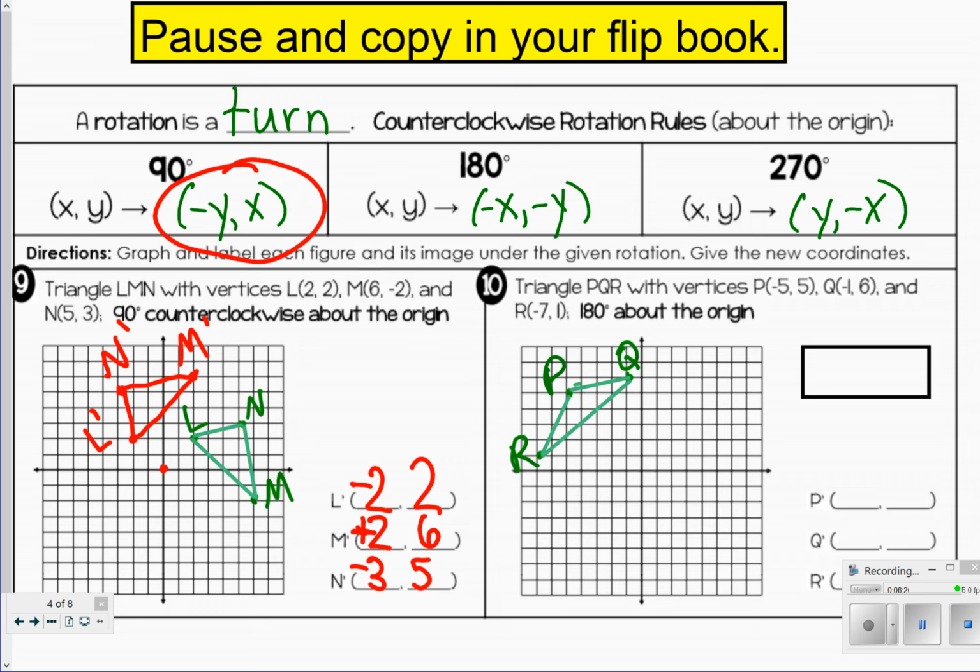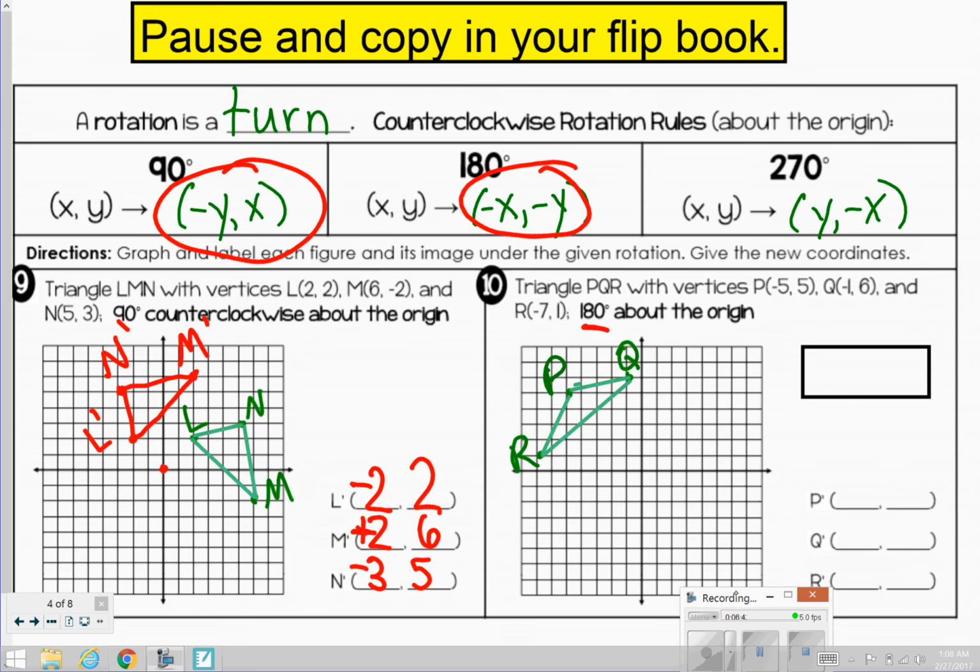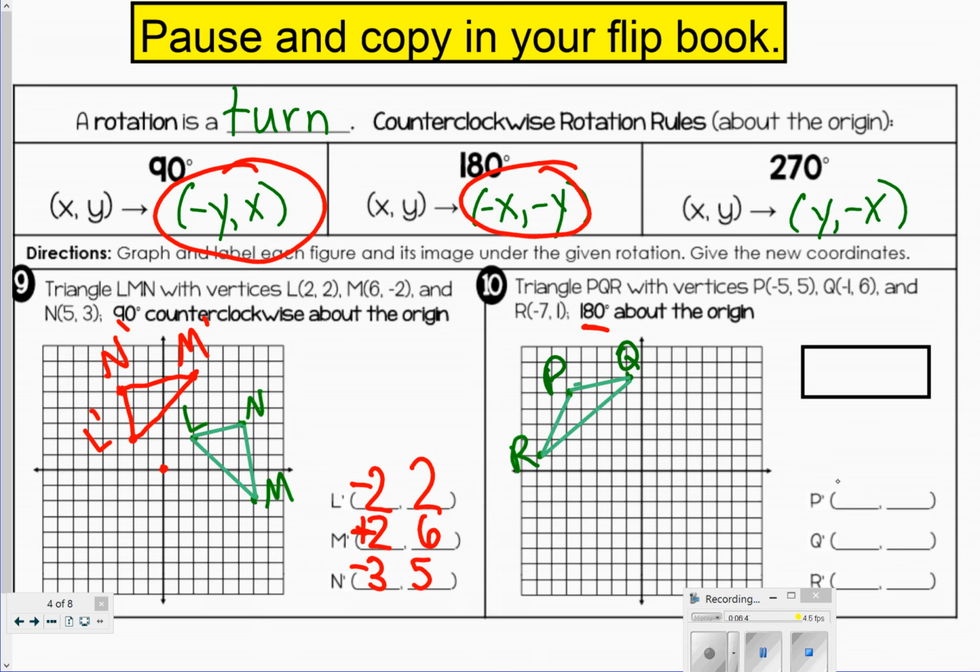And let's go ahead and go over to triangle PQR, and we want to change it so it's 180 degrees. So if it's 180 degrees, that's this location right here. The X and the Y stay the same, we just change the sign of both of those. So P was -5, +5. Now it becomes a +5 and a -5.